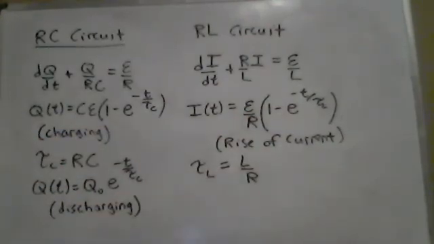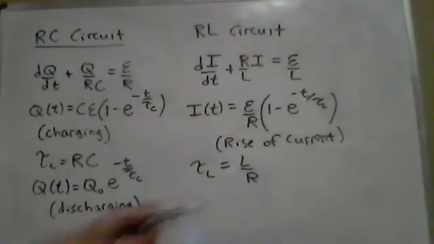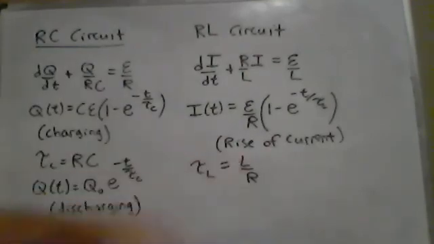L over R is a time constant. Again, it takes about 3 time constants to get you to practically a full current. Well, if I make the time constant something big, like 5 minutes, that means I can make this thing so slow that it can take 15 minutes to get a full current. I have control over that because I can control what inductor and what resistor I stick into the circuit. So I can make the circuit real slow.